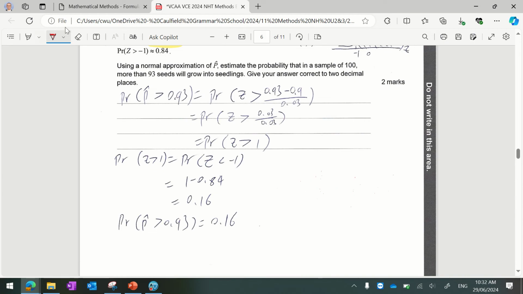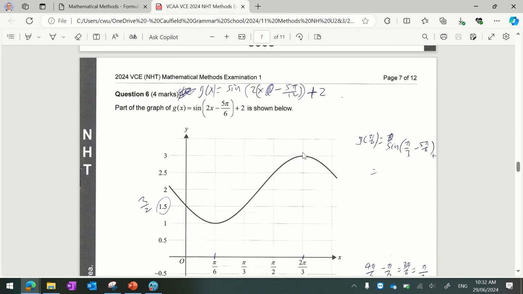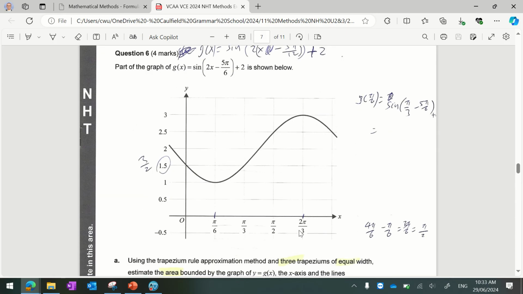Erase that. All right. Moving on. Question 6 here. It's a sine graph. Again, my first reaction is to make the coefficient of x 1. So I factor out the 2 and I write it down. Here's the graph. It's a nice question. It gives us the graph.